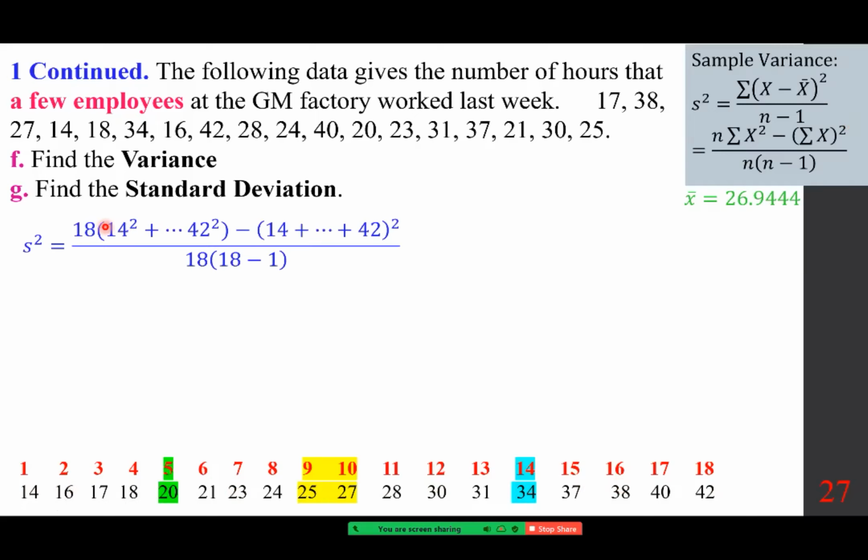Take a look at this formula and how we put them together. n is 18. The summation of x squared means square them individually and add them up, minus the summation of x quantity squared, add them up first and then square them, over n times (n minus 1). This will give you the answer, which is extremely close to number 75.